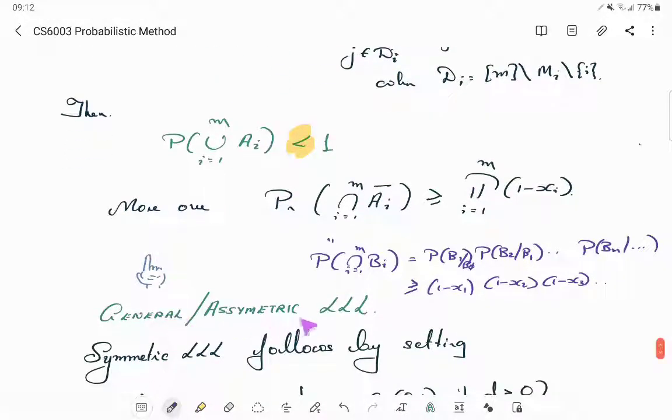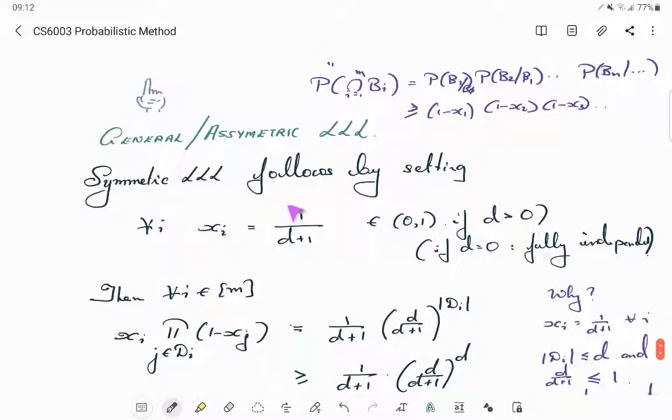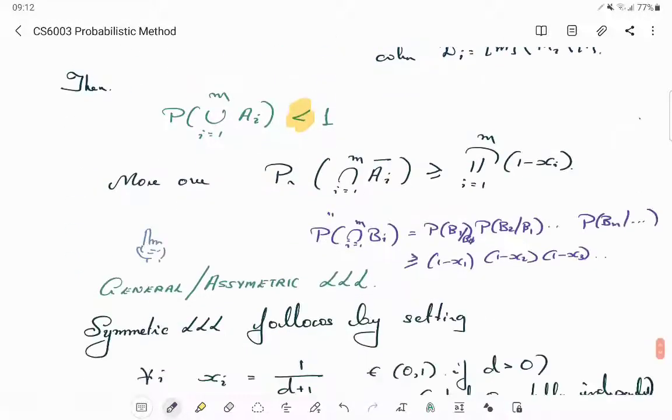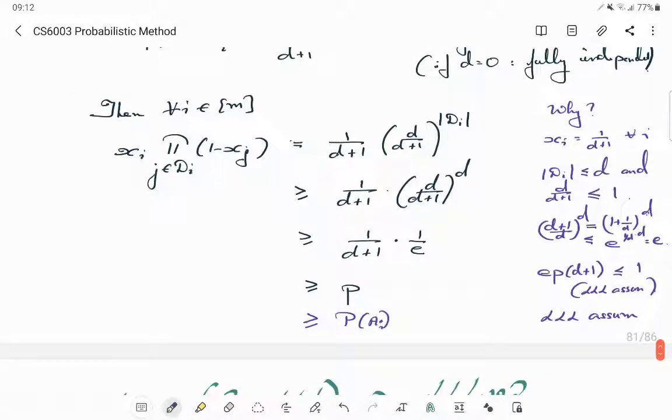And as I told you, this is called the general version or the asymmetric Lovasz local lemma. And by the way, we still did not prove the symmetric version. Why? Because we only proved version 4, but you can get the symmetric Lovasz local lemma from this third version, V3, by setting your xi to be 1 by d plus 1. Again, you can verify the computation.